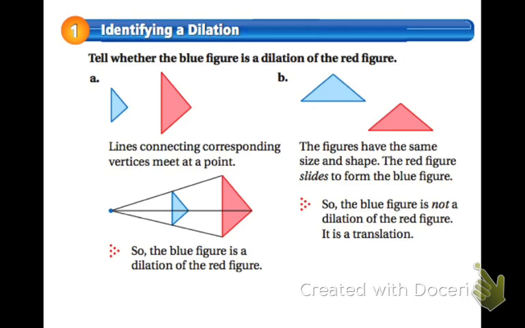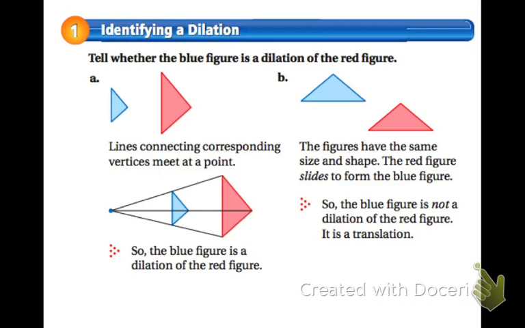So basically we want to look to see if it has changed size. After a dilation, the figure is similar to the original. So in A, we can see that the lines connecting the corresponding vertices will meet at a point. So the blue figure is a dilation. We can see that point of dilation.